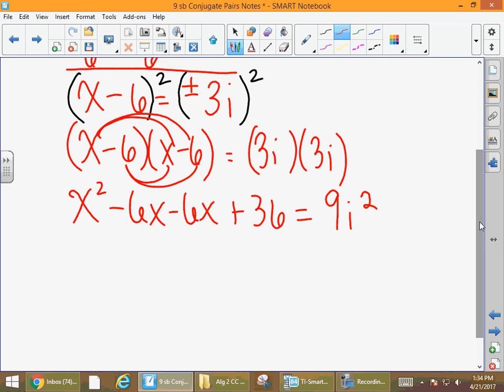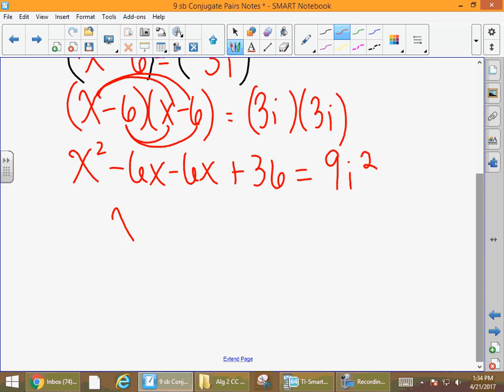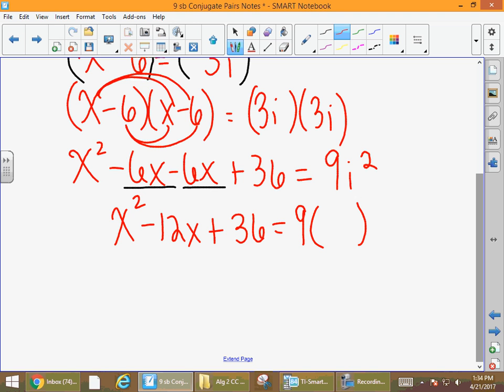Yes, you're one step ahead of me. So if we simplify over here on the left, we get x squared minus 12x, because negative 6x and negative 6x added together, plus 36. And again, it's 9i squared. What does i squared equal? Negative 1. And the more you can say it, the better chance you have at remembering it.